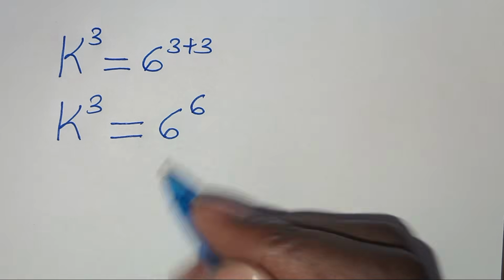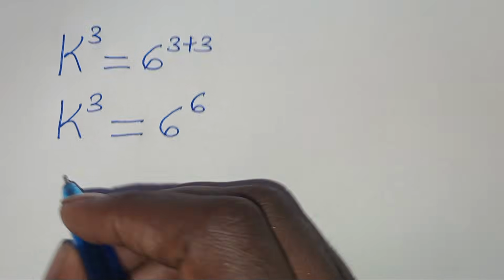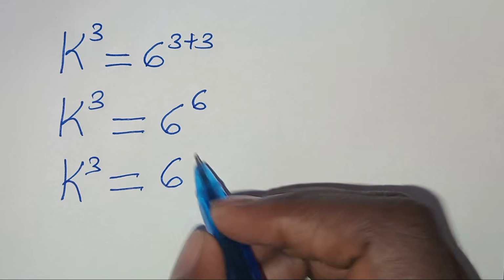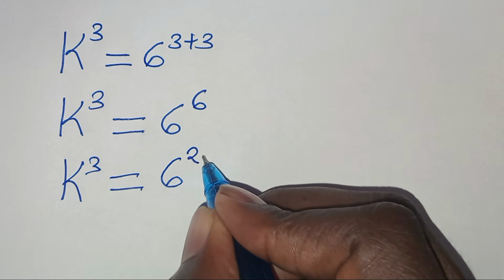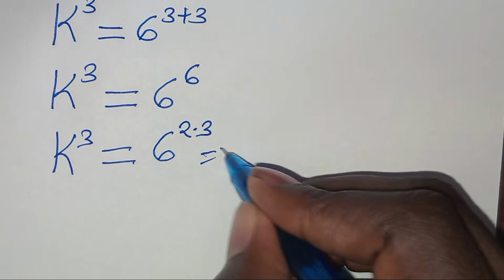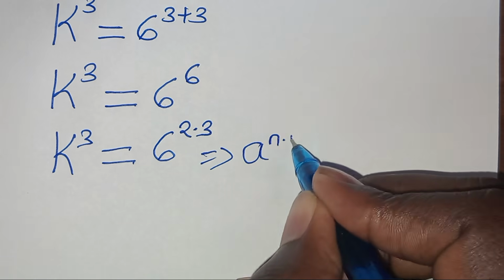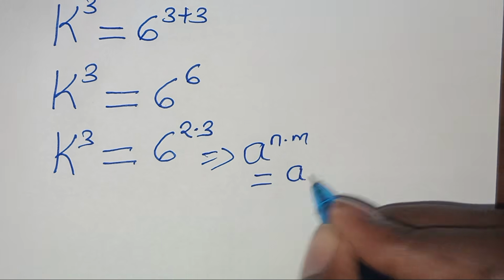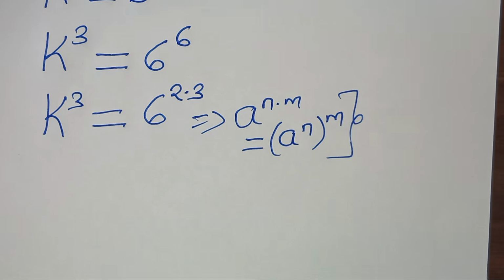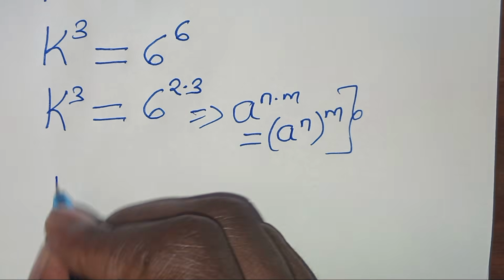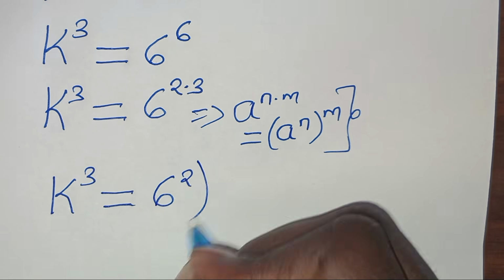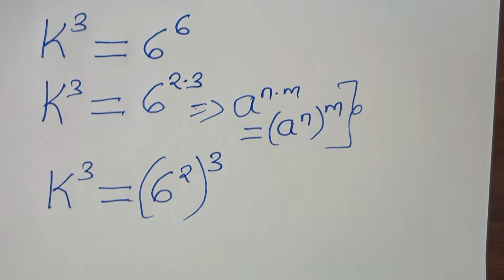Now we have k to the power of 3 equal to 6 to the power of 6. We can express 6 to the power of 6 as the same thing as 6 to the power of 2 multiplied by 3. This is in the form of a to the power of n times m, which we can express as a to the power of n raised to the power of m. Applying this exponent property, we have k to the power of 3 equal to 6 to the power of 2, then raised to the power of 3.